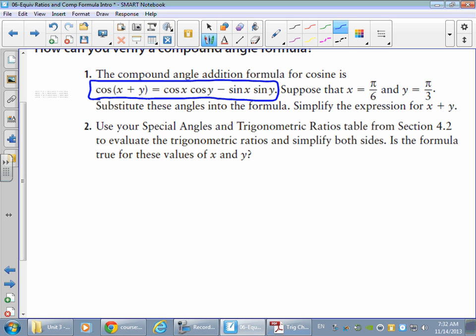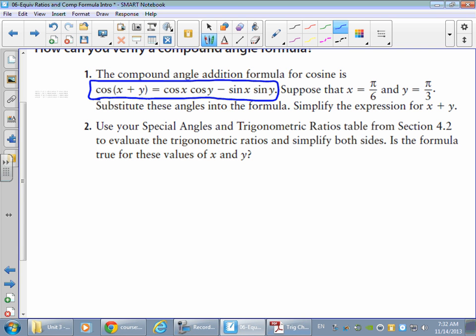But essentially what we're looking for now is we're starting into proving things, and we're going to start by establishing a good proof method here. So essentially this is saying test it out, substitute these angles into the formula, simplify the expression. Really we're trying to figure out, is in fact cos of x plus y, again, just two unknown angles, the same as cos of x times cos of y minus sine of x times sine of y.